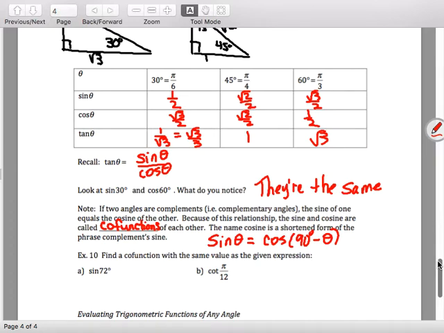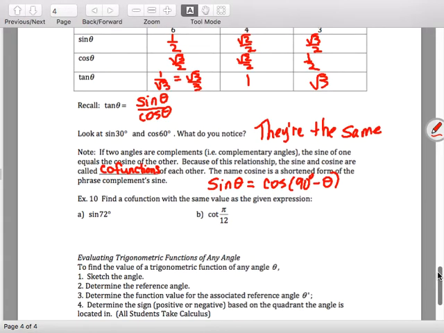Now watch this. I put this sentence in here: the name cosine is a shortened form of the phrase complement sine. Have you ever wondered why it is sine and cosine? It's kind of cool. In example 10, it says find a cofunction with the same value as the given expression. If I have the sine of 72 degrees, its cofunction is cosine, but then I do 90 minus 72. So that's equal to the cosine of 18 degrees.